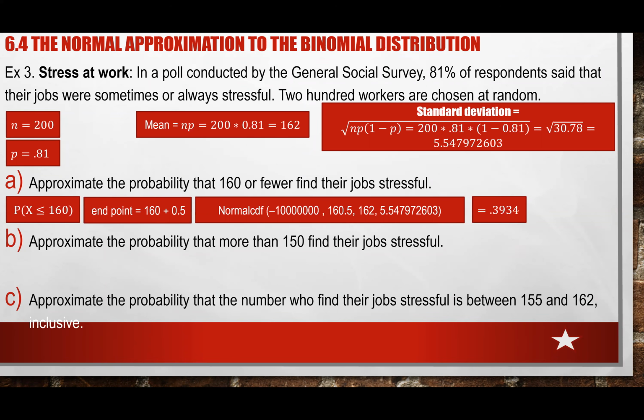All right. Similarly to B, they ask you to approximate the probability that more than 150. Again, they did not say more than or equal to 150, right? They only say more than 150, meaning we are only looking for X bigger than 150. We have 200 workers. What is the probability that more than 150 of them say that the job is stressful? So looking at this item here, similarly, we already have the mean, we already have the standard deviation.